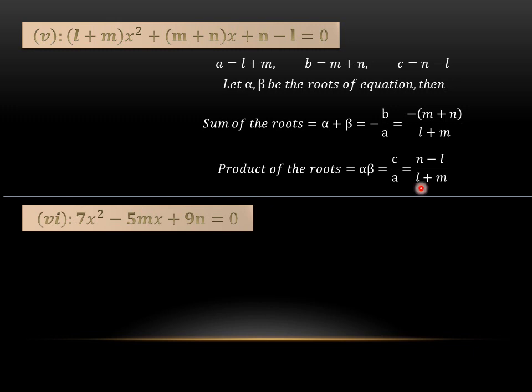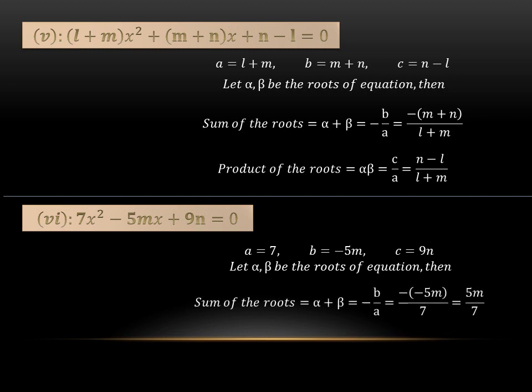Coming to part number 6, 7x square minus 5mx plus 9 equals 0. The coefficient with x square is 7, so that will be A. The coefficient with x is minus 5m, that will be B, and the constant term is 9n, it will denote C. Let alpha and beta be the roots of the given equation. Then the sum of the roots will be, what is the formula of the sum of the roots? It is minus B over A.